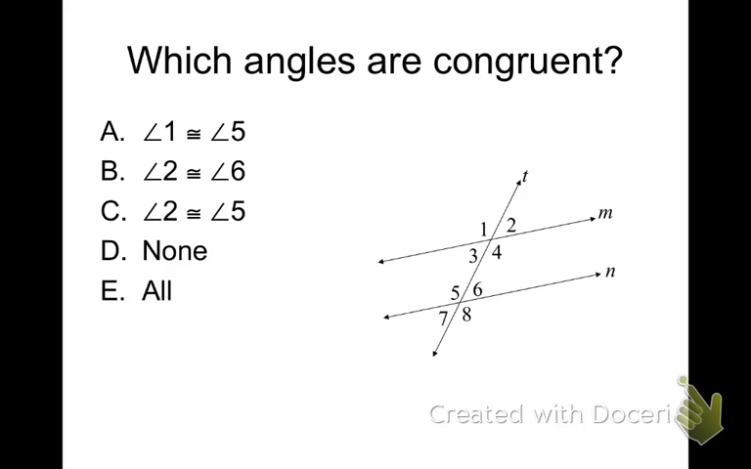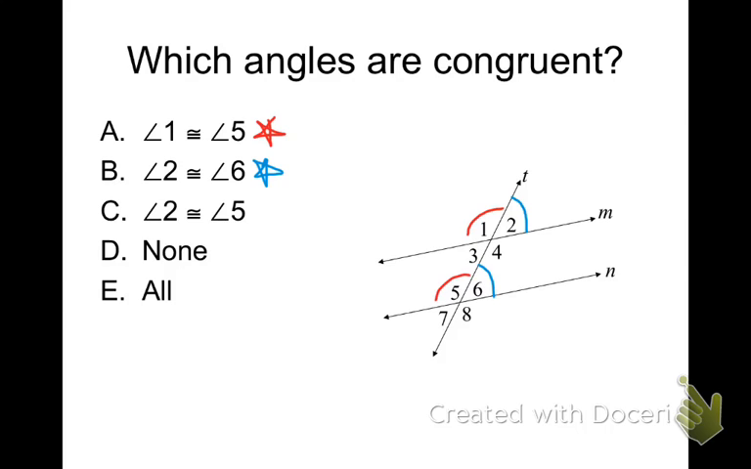We have two lines M and N and then a transversal, this line T, and we have a pair of angles listed for answer choices A, B, and C. We want to see if they are congruent or not. So answer choice A here, we're looking at angle 1 and angle 5. So these are corresponding angles, and we'll come back to in just a second whether corresponding angles are congruent or not. Answer choice B, we're looking at angle 2 and angle 6, again corresponding angles, so similar situation to answer choice A.